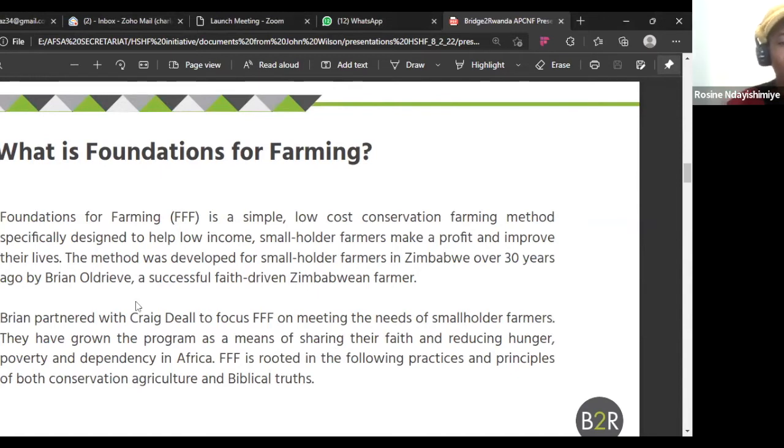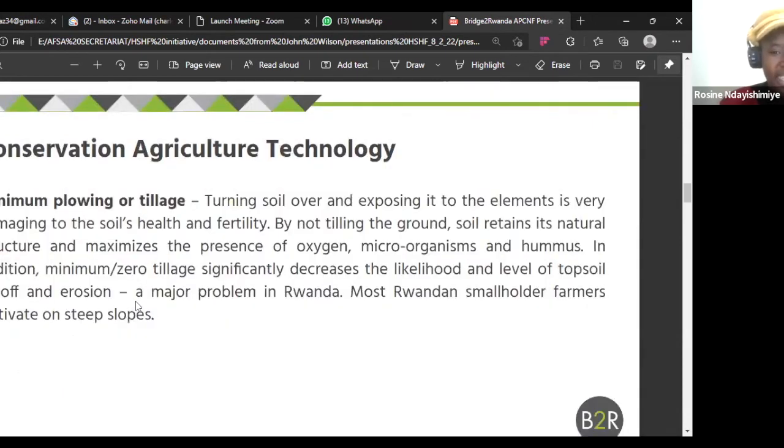Okay, so as I said, the methods of foundations for farming. It's a low-cost farming method really designed to help low-income smallholder farmers make a profit. Actually, we have imported this from Zimbabwe. There is a group called Foundations for Farming in Zimbabwe, founded by Brian Oldreive. And we have learned about it. That's where we really met with these principles of conservation agriculture, mainly featuring no tillage and crop cover. And we have brought it to Rwanda. And for the past 3 years, it has given us really awesome benefits, including high yields and also reduced soil erosion. Next slide, please.